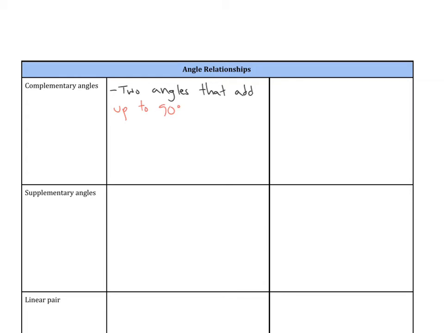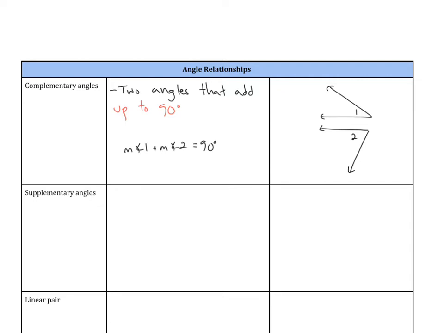So if we have two angles, let's call this one angle 1. And let's say that there is another angle called angle 2. And if we were to add the measure of angle 1 and the measure of angle 2, their total would be 90 degrees. And this is what it means to be complementary angles.